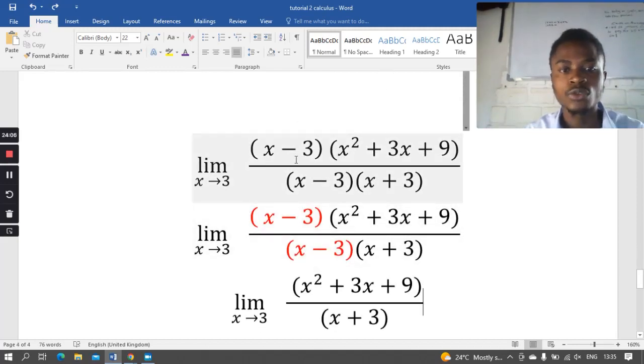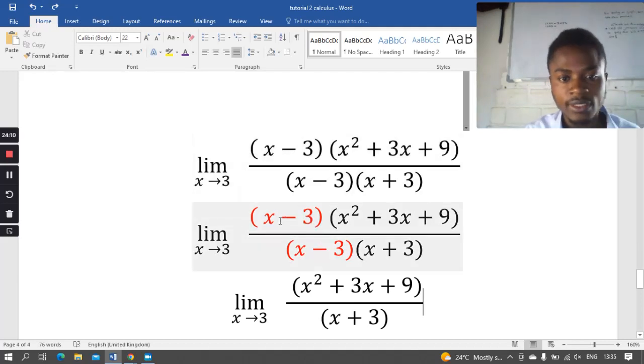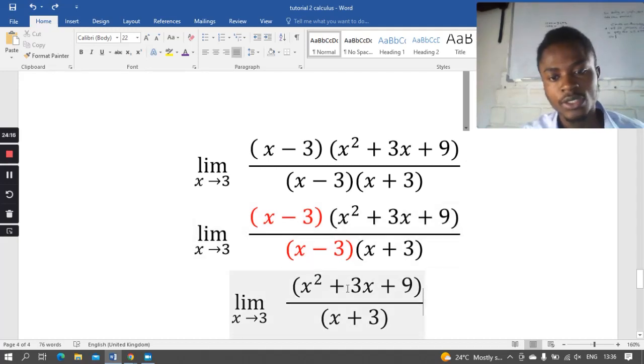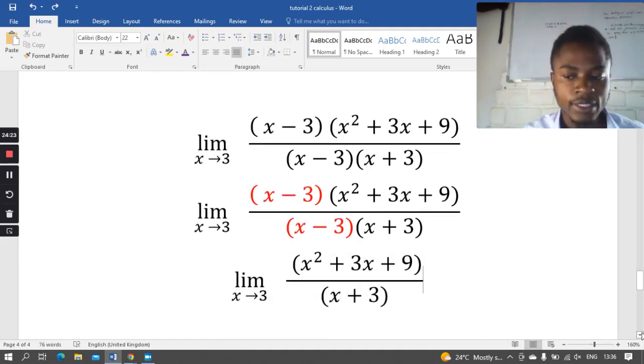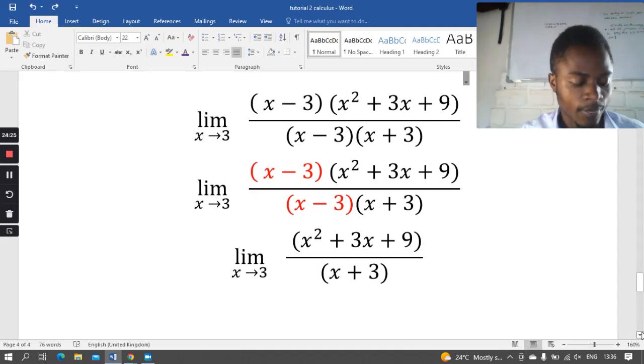If you look at this one and that one, they are the same, which I have highlighted in red. So this one and that one will cancel. This one and that one will cancel. When they cancel, you are going to have that expression which is down there. Is it clear now? Yes. All right, thank you.